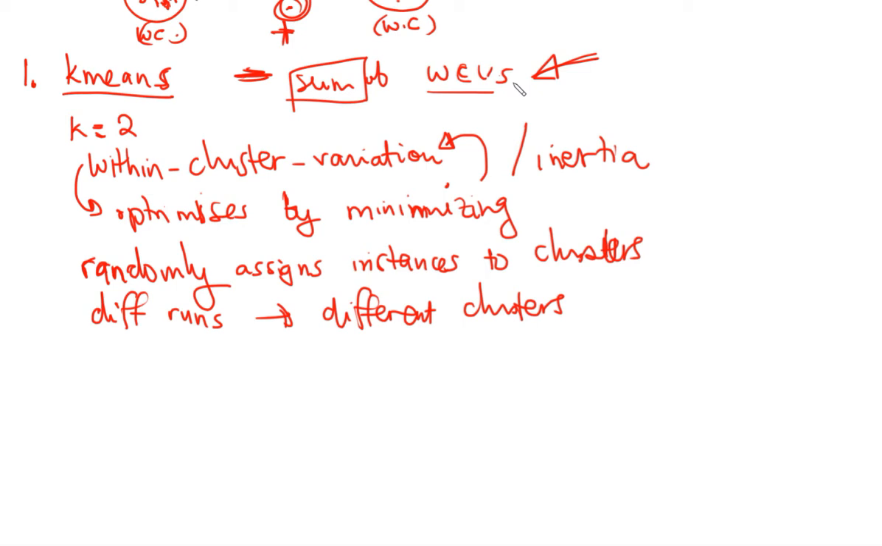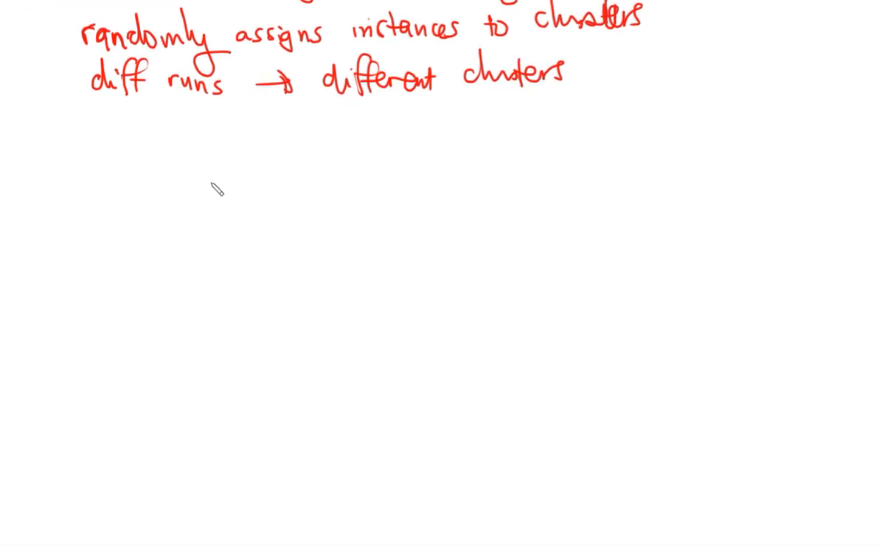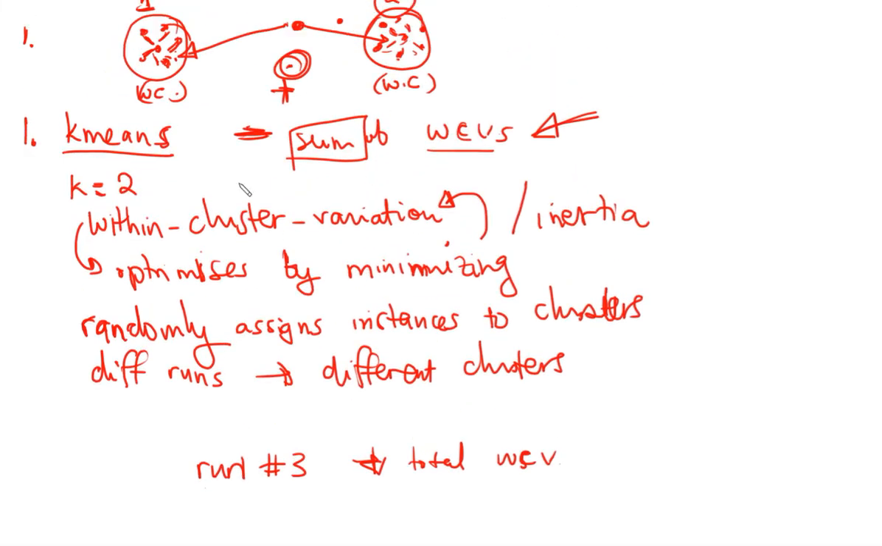within cluster variations. When you choose that run, maybe you ran it 5 times, and maybe run number 3 had the lowest total within cluster variations. You'll be like, okay, cool, I'm going to choose the clusters that were created by run number 3. So that's what you can do. So it's very important. This is very important.